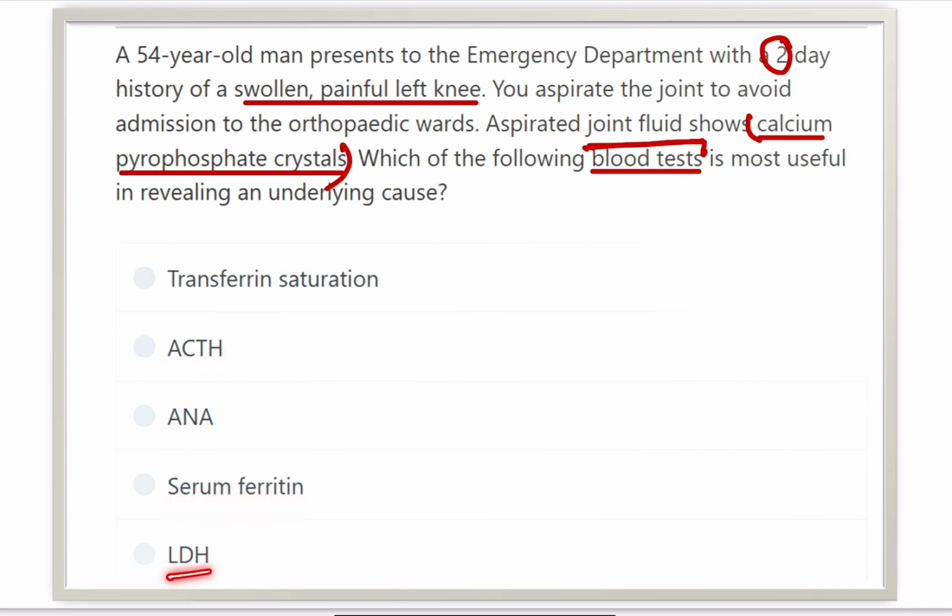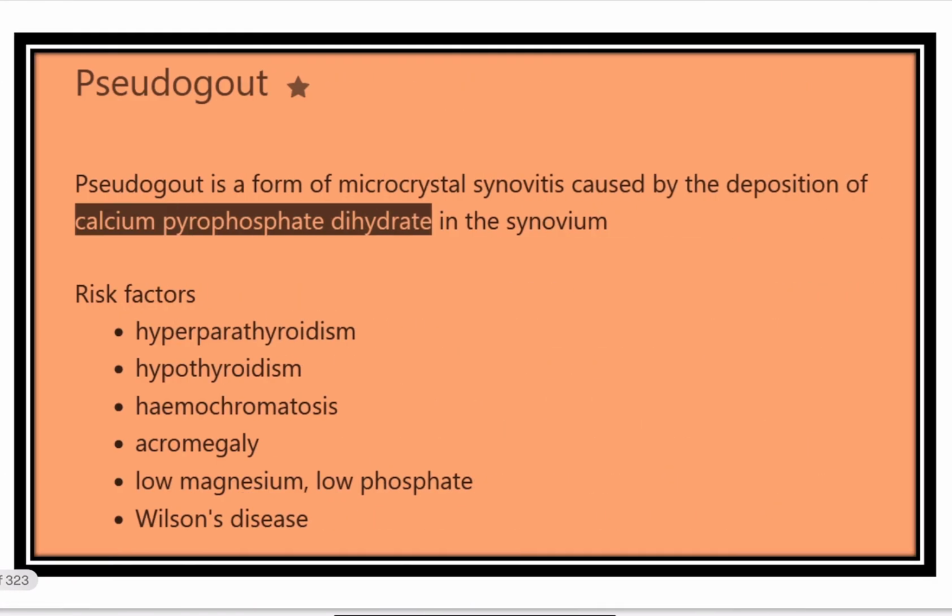First of all, let's look at pseudogout. Pseudogout is a form of microcrystalline synovitis caused by the deposition of calcium pyrophosphate dihydrate. In the joint aspirate we saw calcium pyrophosphate dihydrate in the joint fluid, so the diagnosis is in favor of pseudogout.